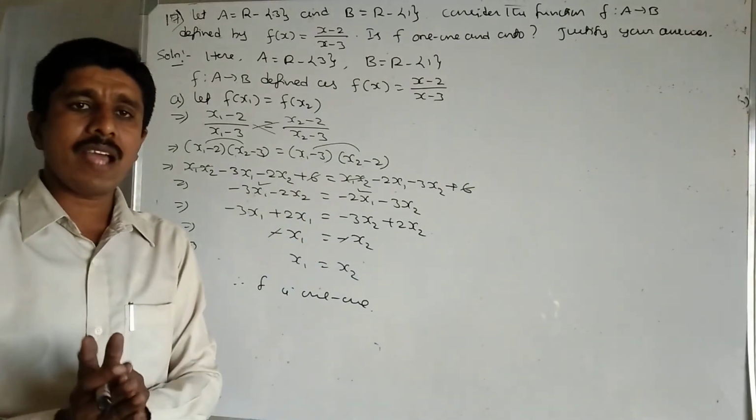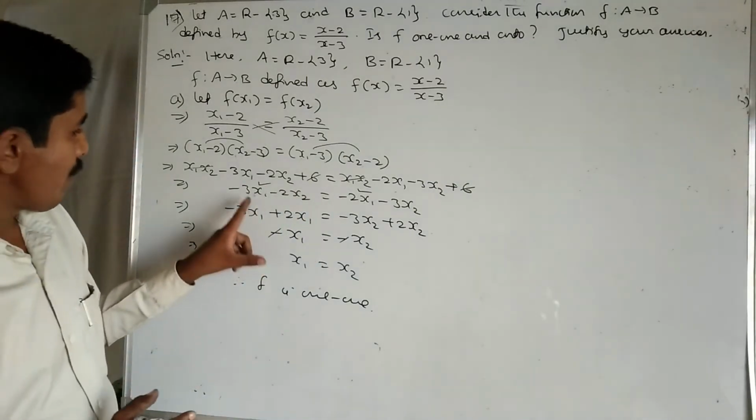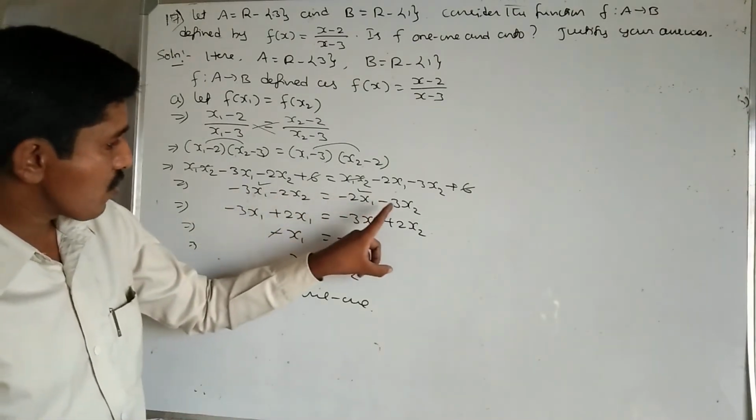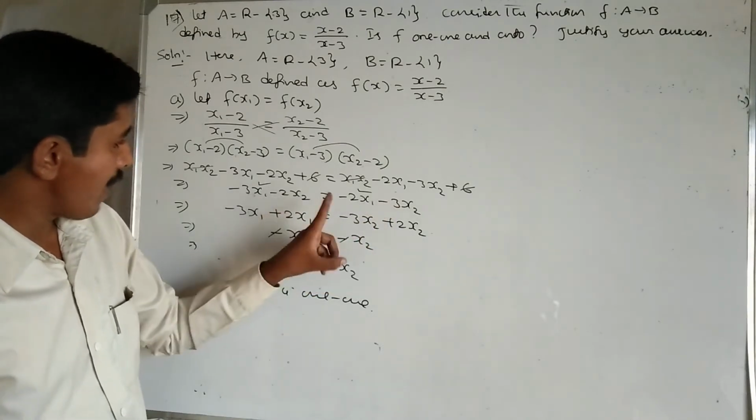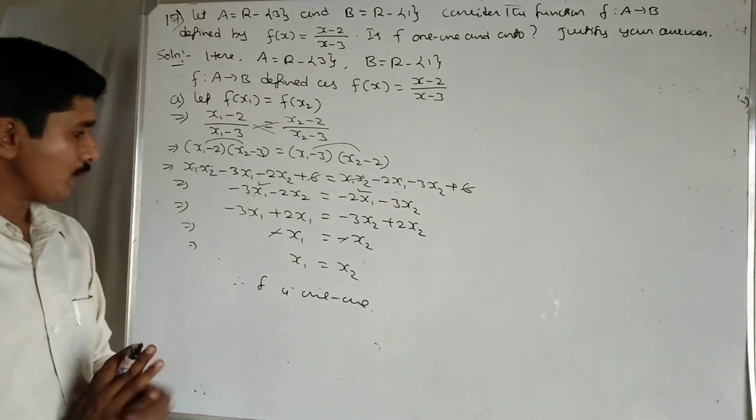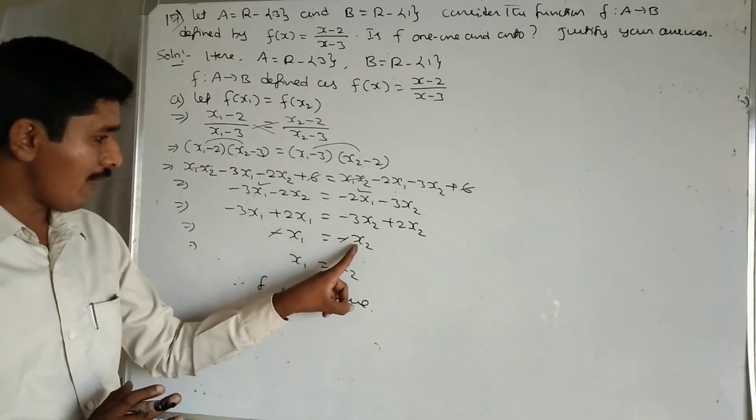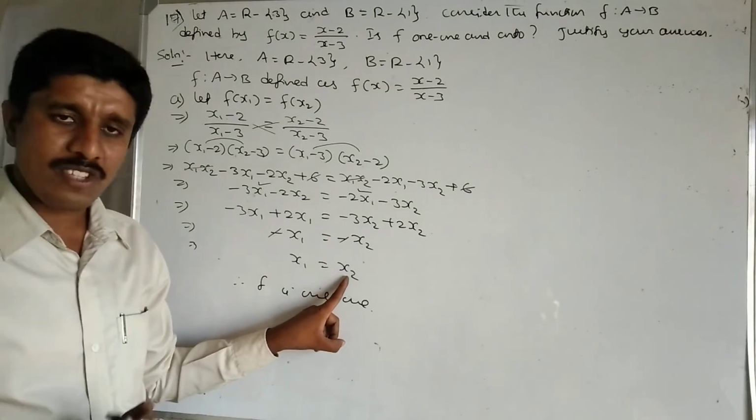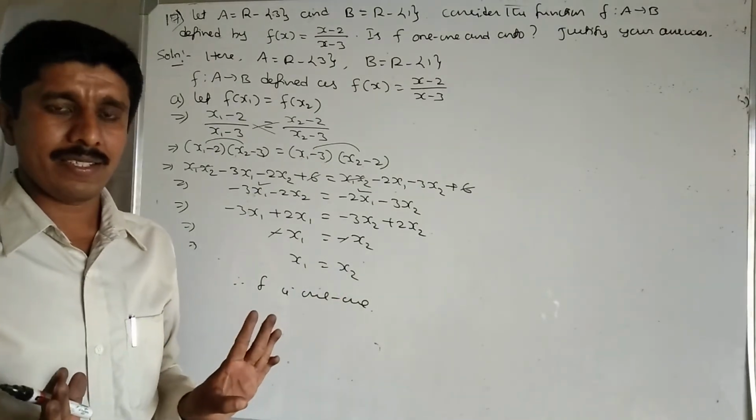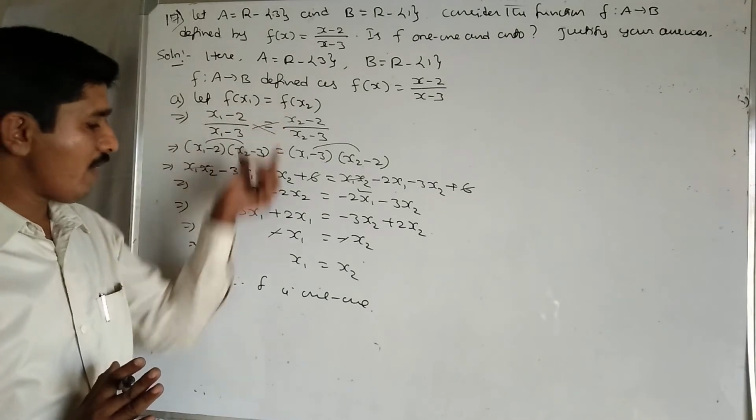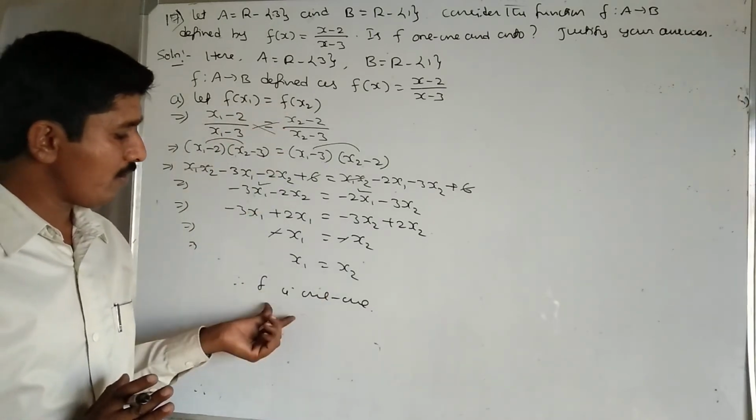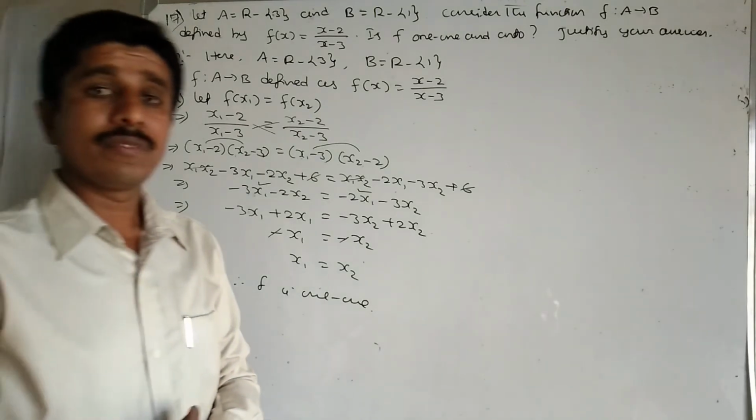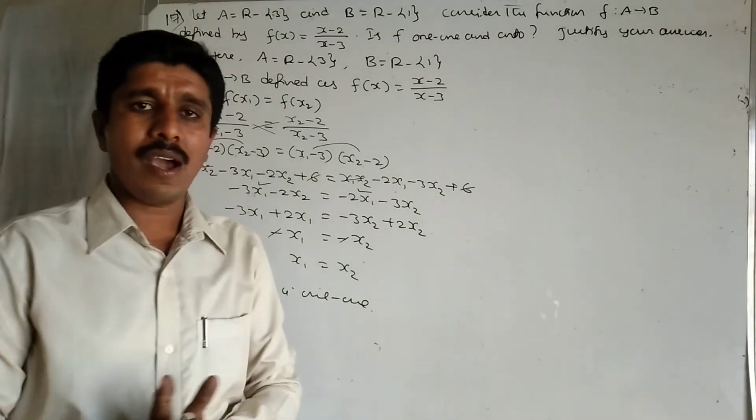Remaining terms: separating x1 terms and x2 terms, -3x1 taken to the left side becomes plus 2x1, and -3x2 taken to the right side becomes plus 2x2. Clearly this is -x1 equal to -x2, the minus cancels, so x1 equals x2. Suppose x1 is not equal to x2, then the function is not one-one. Clearly f(x1) equal to f(x2) implies x1 equal to x2, therefore the function is one-one.